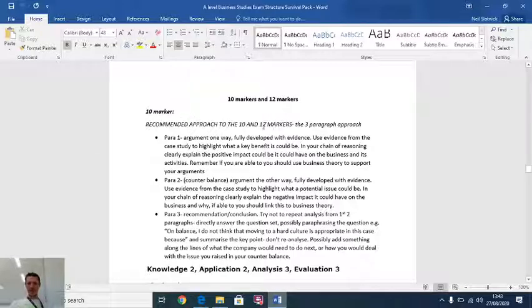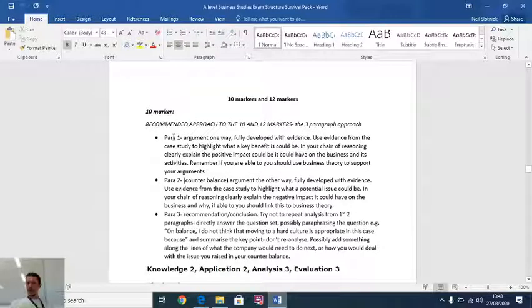The 10 and 12 markers carry the same approach, the three-paragraph approach. Paragraph 1, argue one way. Paragraph 2, counterbalance. Paragraph 3, recommendation and conclusion. Now let's go through the details of this. Keep remembering the ideas of the 4 chains of analysis within the paragraph.